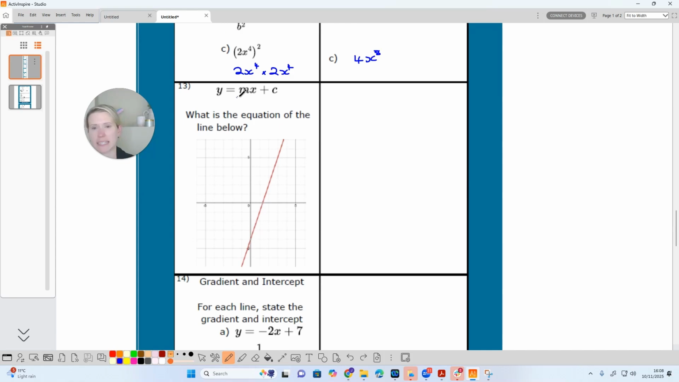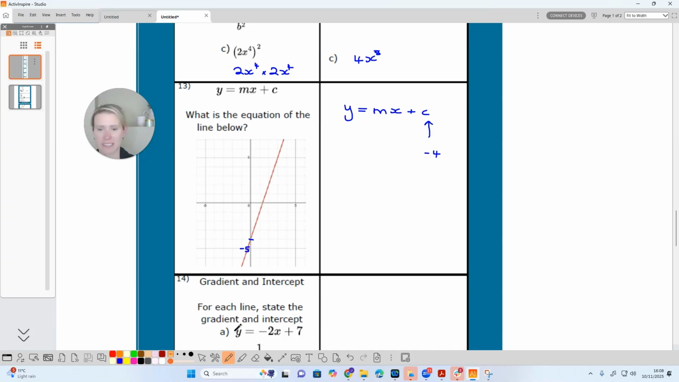y equals mx plus c. m stands for the gradient, the steepness of the line, and c is the y-intercept. The y-intercept is the easiest to fill out first. That value there is -4. Therefore, the c value in y equals mx plus c, the y-intercept there, is going to be -4.